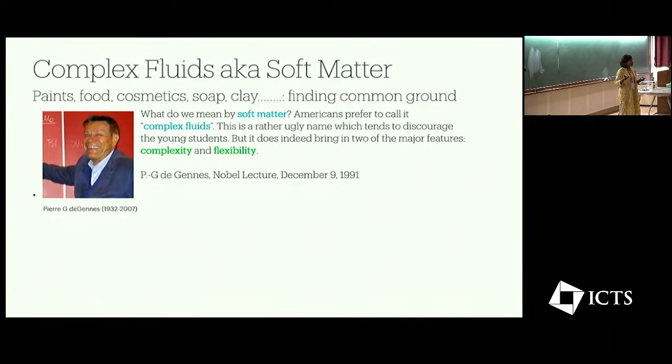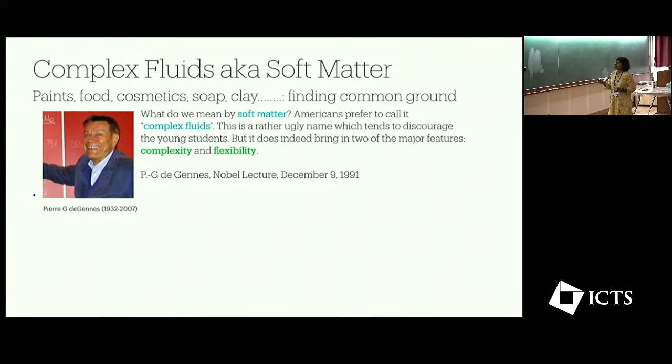So when he went to take his Nobel Prize, he had to give a little talk, the Nobel lecture, and this is how it started. What do we mean by soft matter? So see, this whole terminology, soft matter and complex fluids, depends on which side of the ocean you're in. If you're on the east of the Atlantic Ocean, we call it soft matter. On the west, they call it complex fluids. And Pierre de Gennes was French.